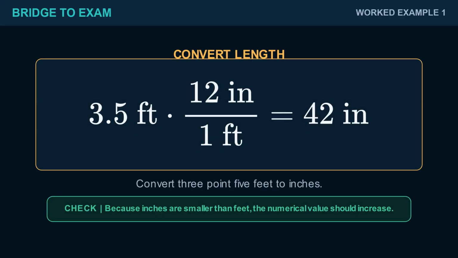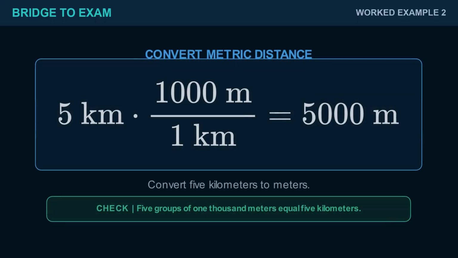Worked example 1. Convert 3.5 feet to inches. Multiply by 12 inches per foot. The foot units cancel, leaving 42 inches. Check. Because inches are smaller than feet, the numerical value should increase.